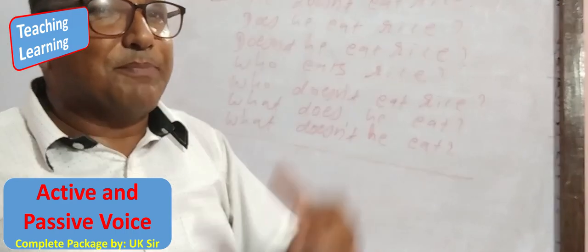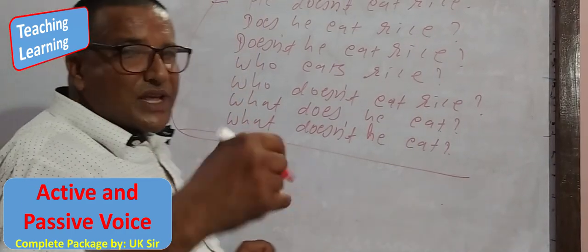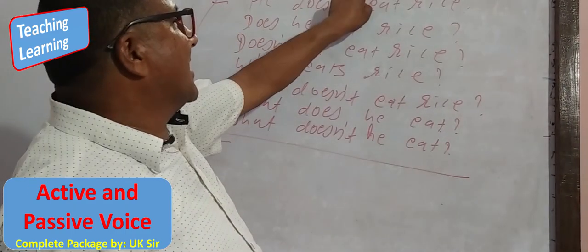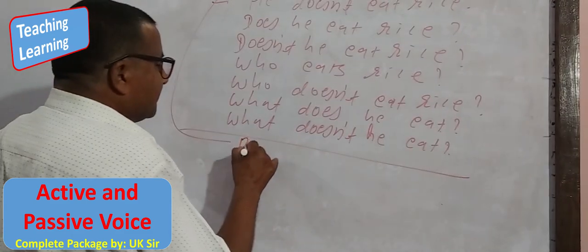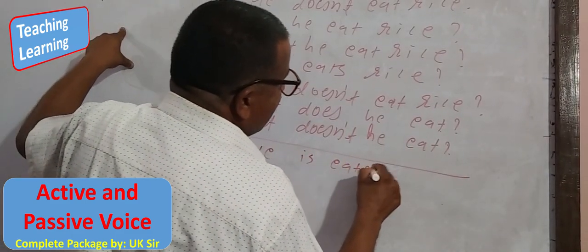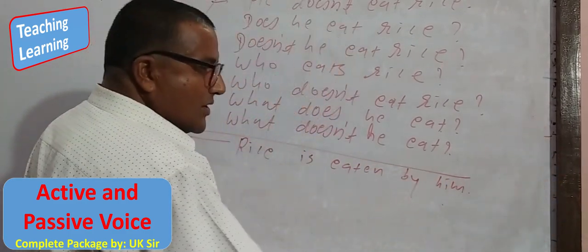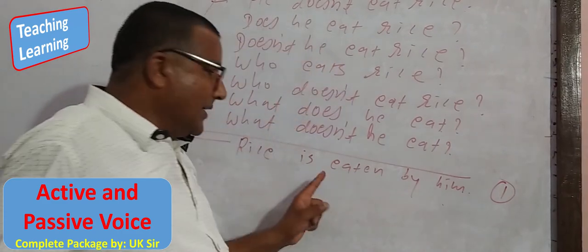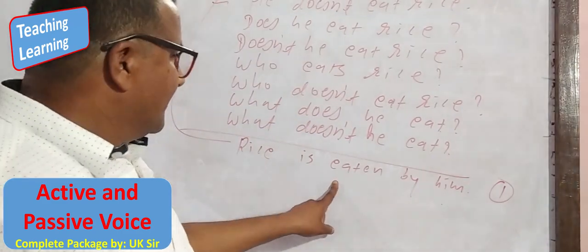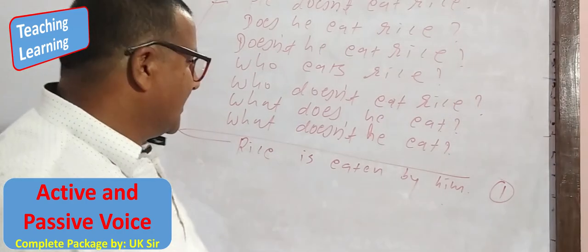How do we change into passive voice for free writing? Look at here. According to today's rule, we have to write in the passive: rice is eaten by him. It is one example of a positive assertive sentence in the simple present tense.